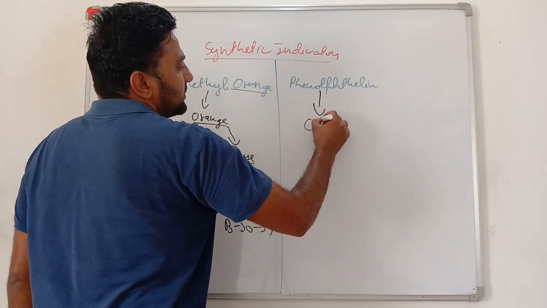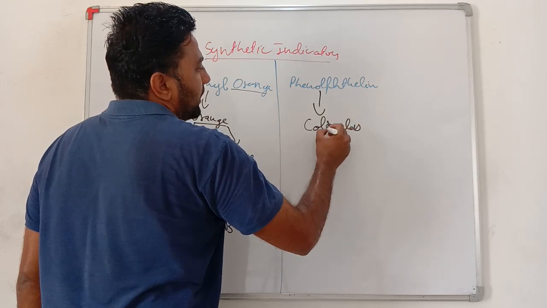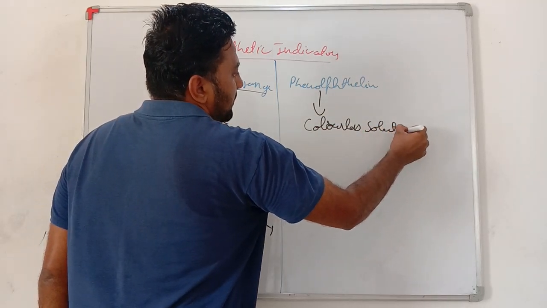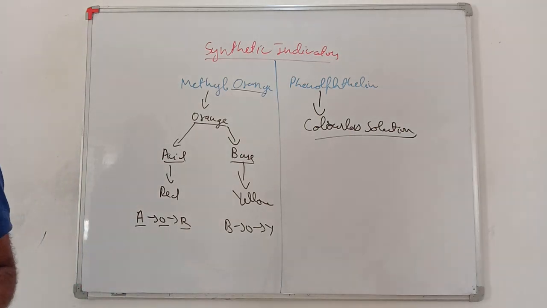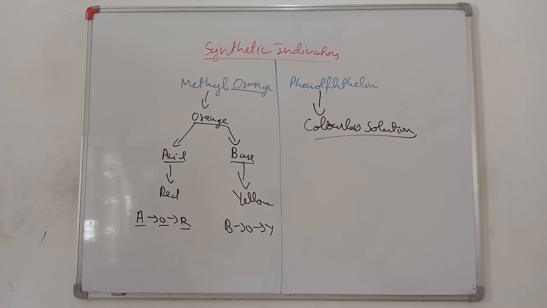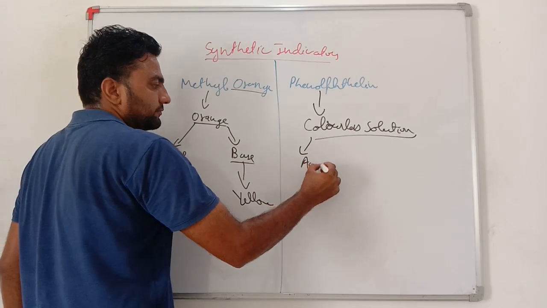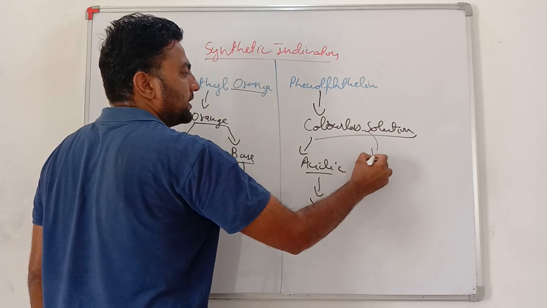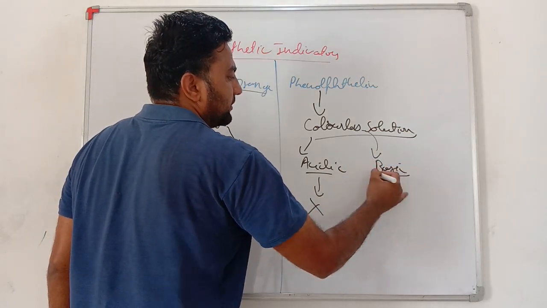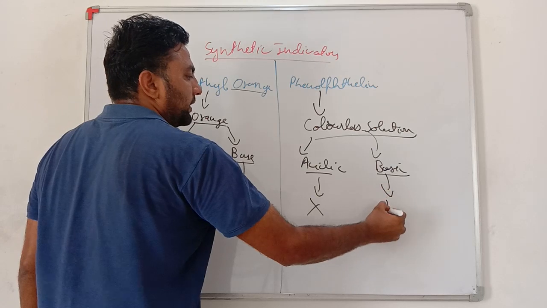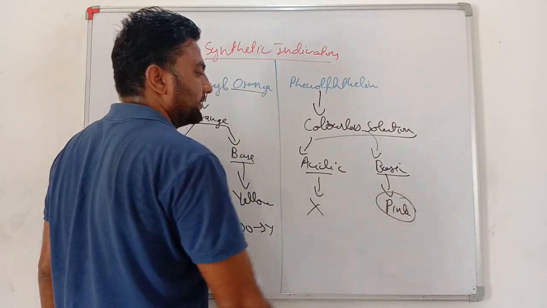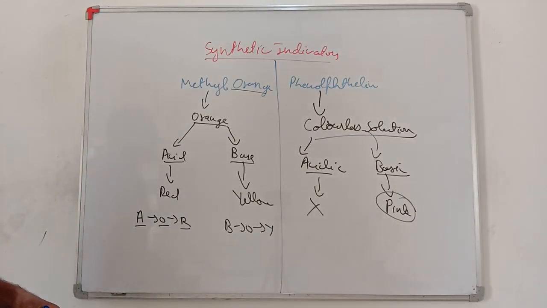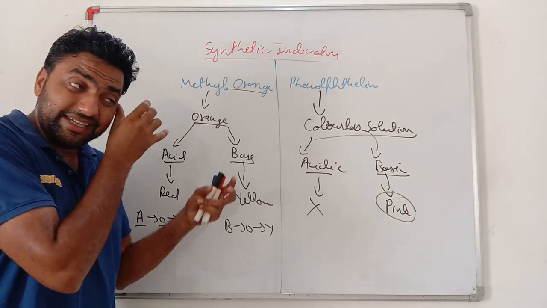Phenolphthalein is a colorless solution. Very important dear students. So when any acidic solution is added into it, it remains colorless. If an acidic solution is added into it, no change is there, it remains colorless. And if any basic solution or stuff is added into it, it changes its color into pink, or it gains a pink color. So very important dear students, these were indicators.